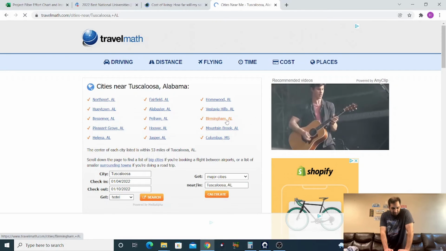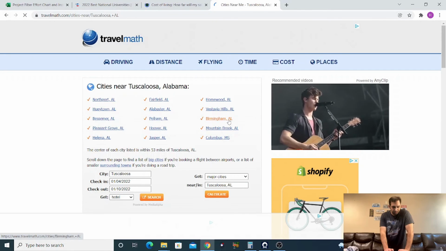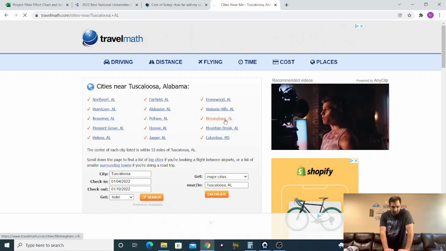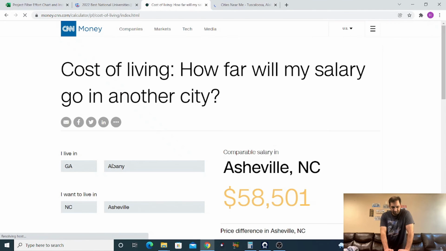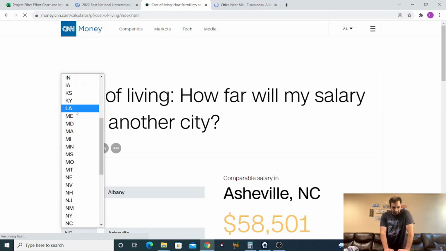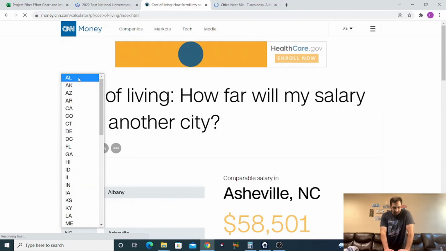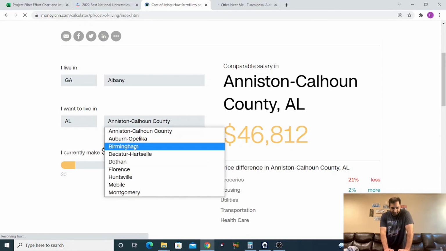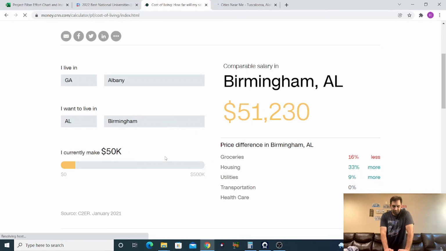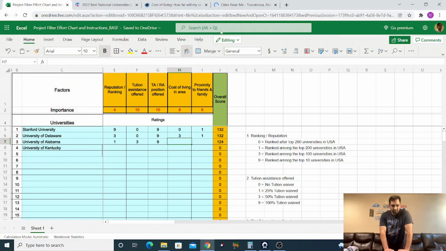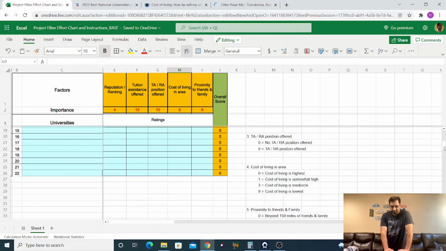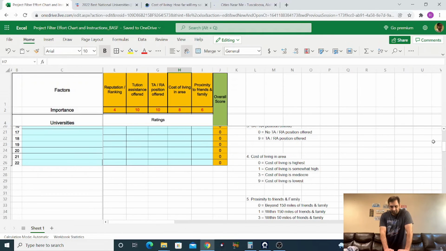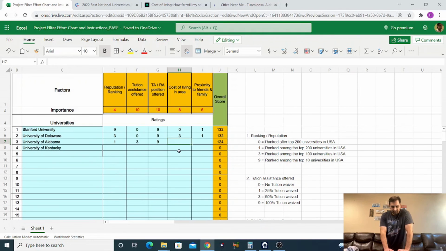So Birmingham is one of them. The cost of living in Birmingham is going to be pretty close to Tuscaloosa. And Birmingham, I believe, was in the list. So again, I go to Alabama, which is AL. Then I'm going to do Birmingham here. Alright, so you can see pretty much the same cost of living. So as a result, I'm gonna give it the lowest. Cost of living is the lowest, so I'm gonna rate it as a 9.